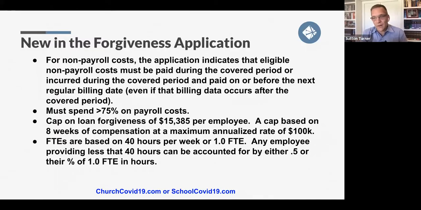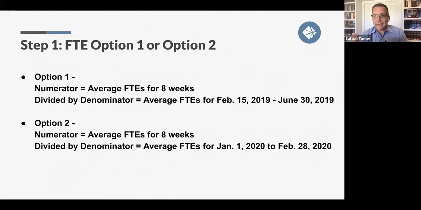So what's important here is if there's somebody that's only giving you 10% or 10 hours a week, it's saying here in this, and we're taking this directly out of the application, that you can enter those people as 0.5. So that's a big deal as you're trying to add up all your FTEs when you're doing the FTE calculation.